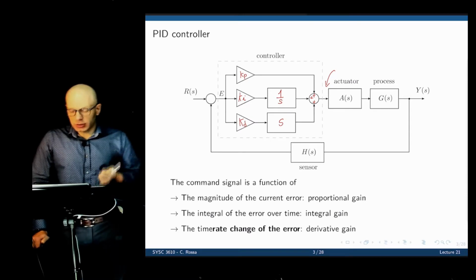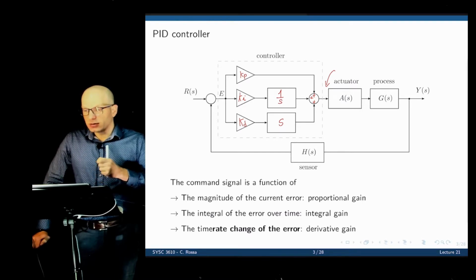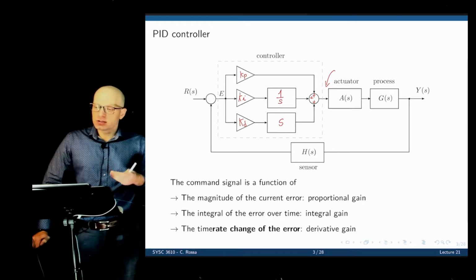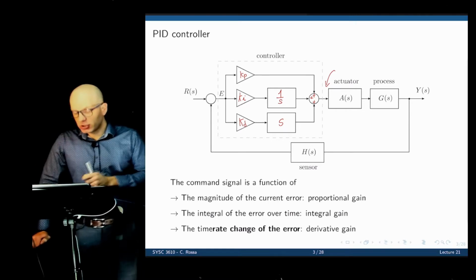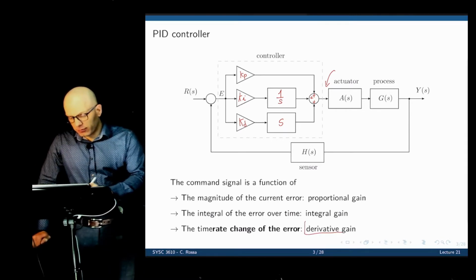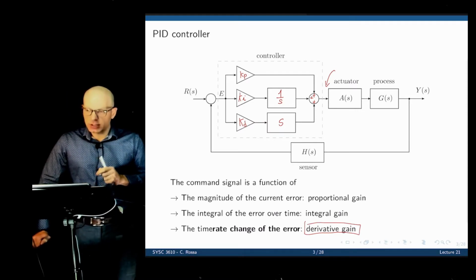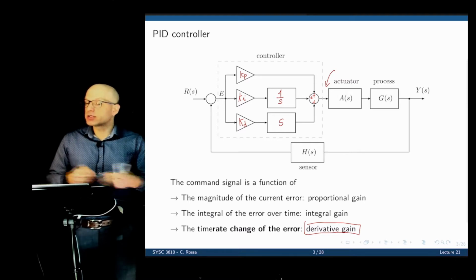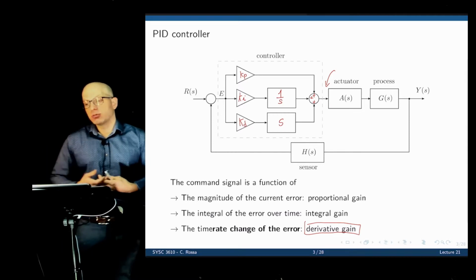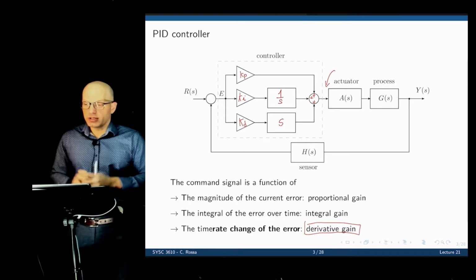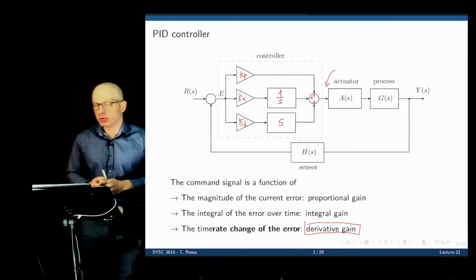So the magnitude of the current error is the proportional part. The integral of the error over time is the integral part, of course. And now the derivative is looking at how fast the error is changing. We are taking the derivative of it, looking at the time rate of change of the error. That's the newly added component. Because we look at the derivative, we can predict how the error is going. Is the error increasing or decreasing? And we can take action based on that as well. Based on how it's changing, we can anticipate future behavior and perhaps use that information to reduce overshoot.